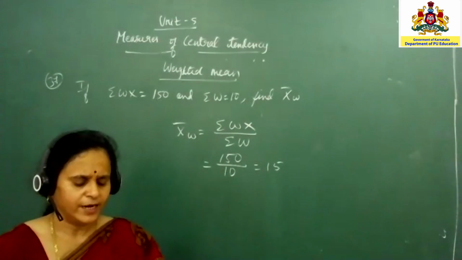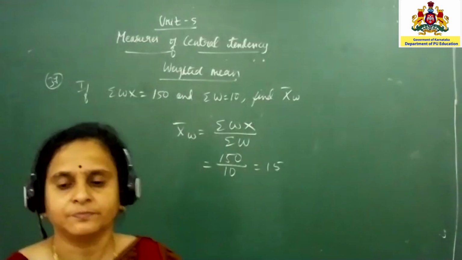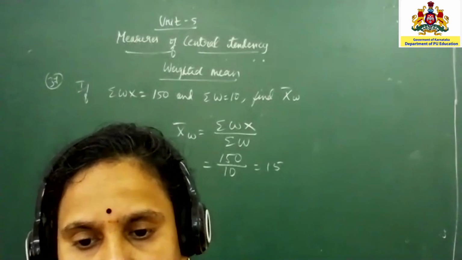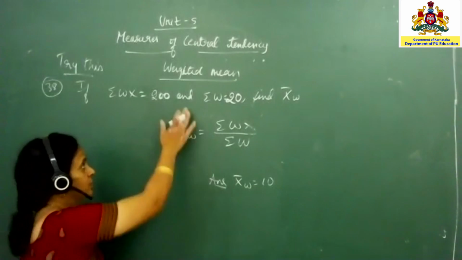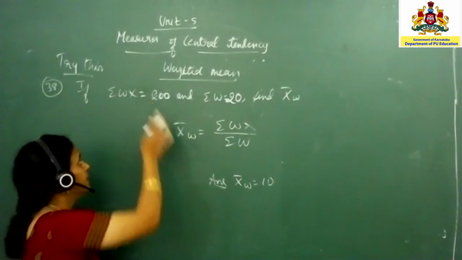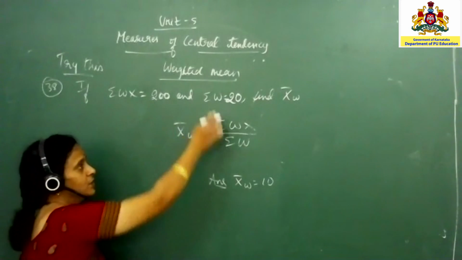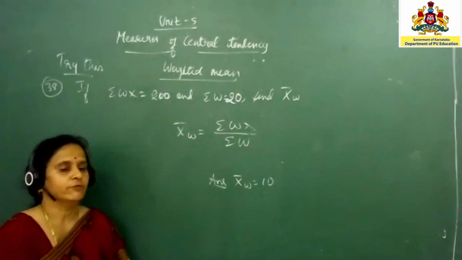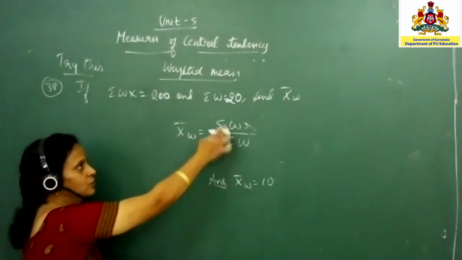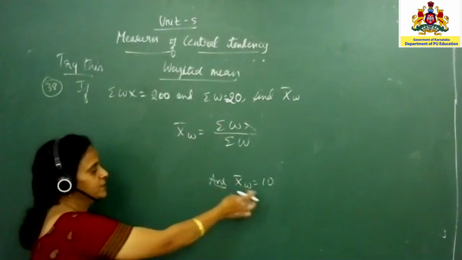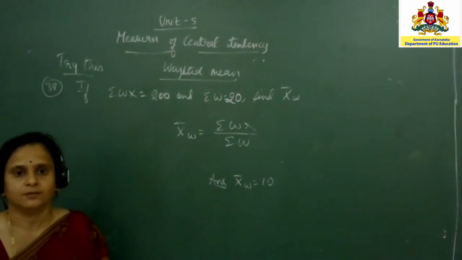The same way, you just try, similar to the previous problem. So try this problem. Here the given data: summation wx is 200, summation w is 20. We have to find the weighted arithmetic mean. Again, use this formula. Substitute here, 200 by 20, you are getting the answer as 10. So try this problem.